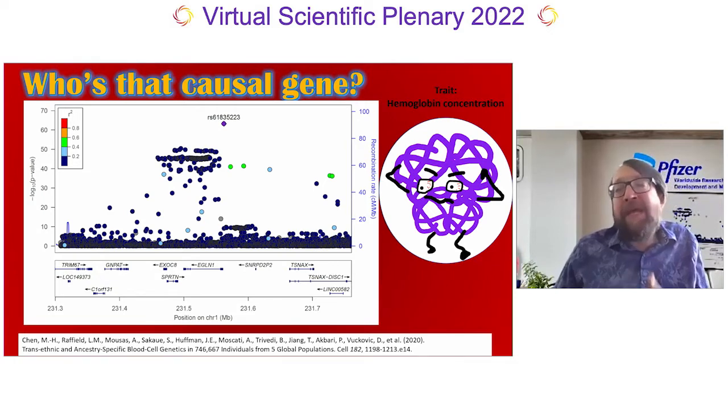But the point is that there are actually hundreds, and I'll show you about 1,000 loci where we have enough biological information that we can make a pretty good, informed identification of what is the likely causal gene.